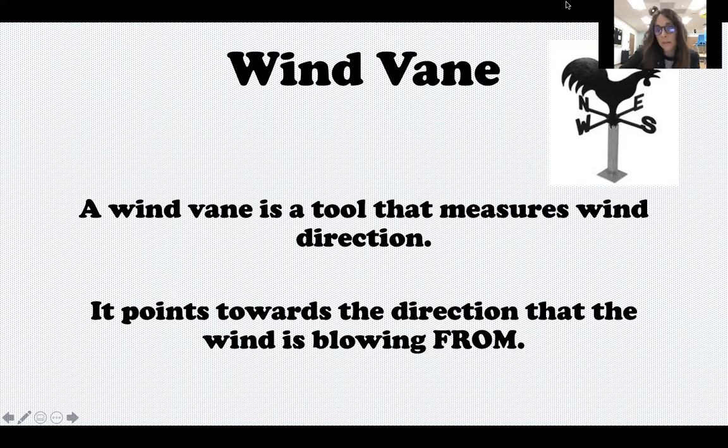So right now in this picture, it looks like this little rooster is pointed, I don't know, it's hard to tell in the picture, but it looks like it's between south and east. So we would say that there's a southeast wind. That means the wind is blowing from the southeast.